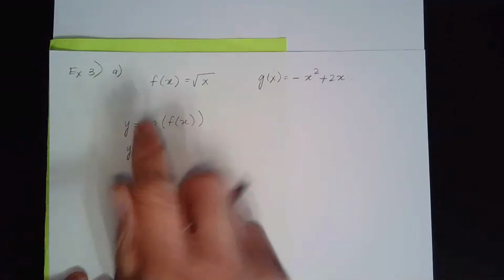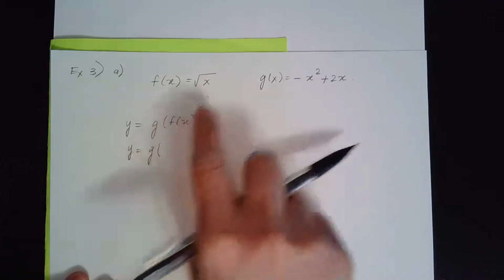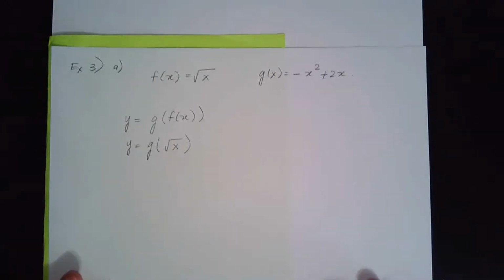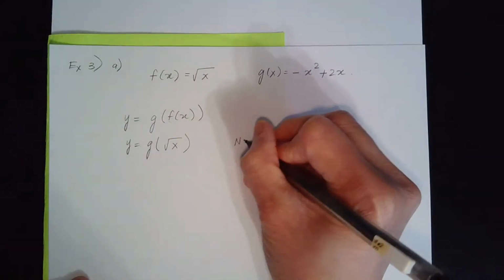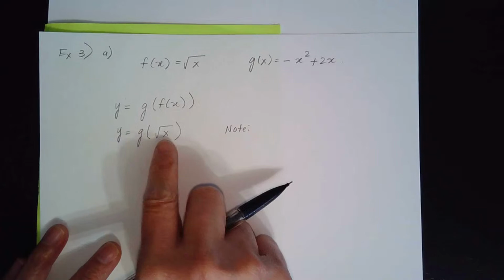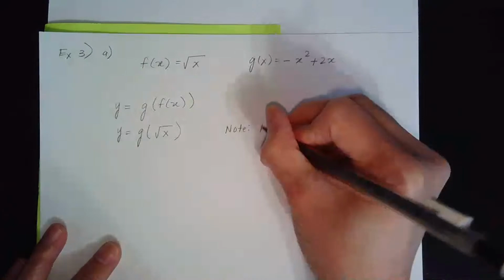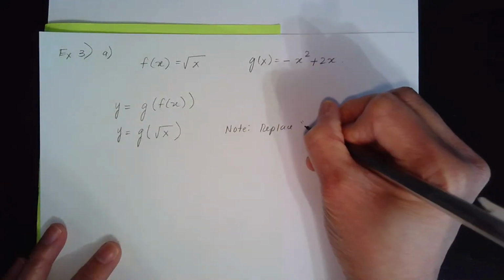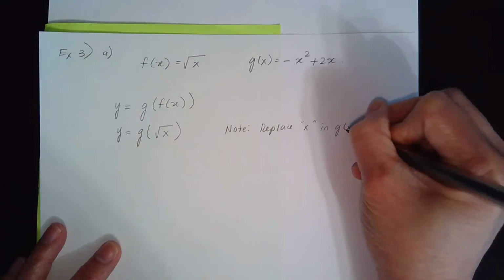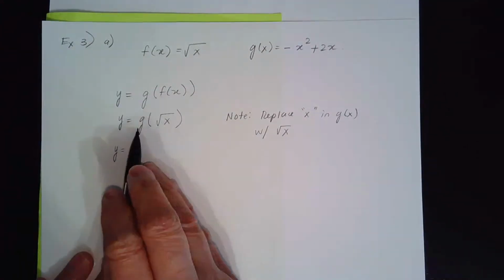So y equals g, starting with the inside. What's the inside? f of x is equal to square root of x, so we're going to put square root of x. I'm going to write a little note here for myself: I'm going to evaluate function g when x is root of x. So that means we're going to replace the x in g of x, so y is equal to g of root of x.